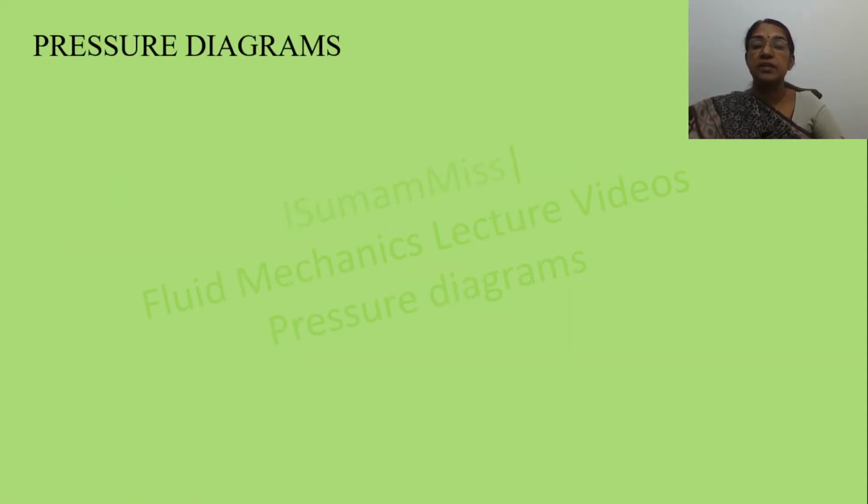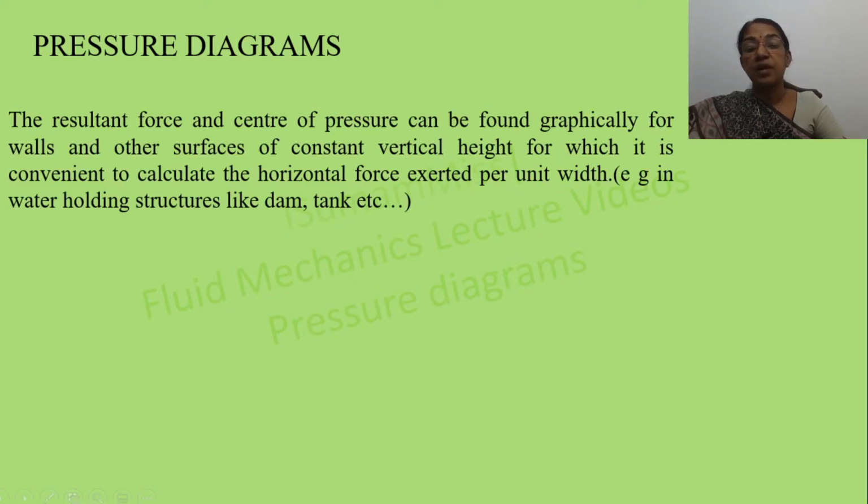What is the use of this pressure diagram? The resultant force and the center of pressure can be determined graphically for walls and other surfaces of constant vertical height, for which it is very convenient to calculate the horizontal force exerted per unit width. That is in the case of water holding structures like dams, tanks, etc.